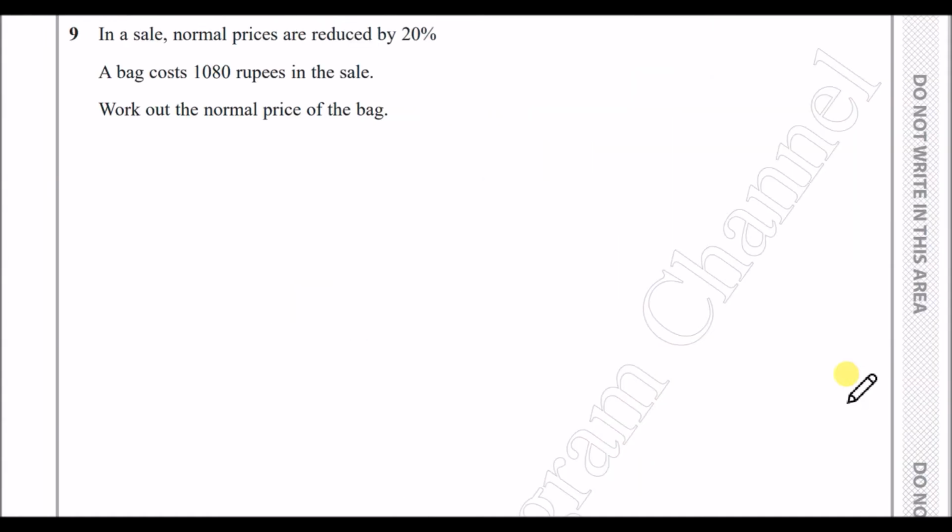Now, next one. So far, the paper hasn't been too bad. The first 8 questions have been pretty alright. I think it's going to get a bit harder, probably from number 10 onwards. But we don't believe in hard. We can do this.